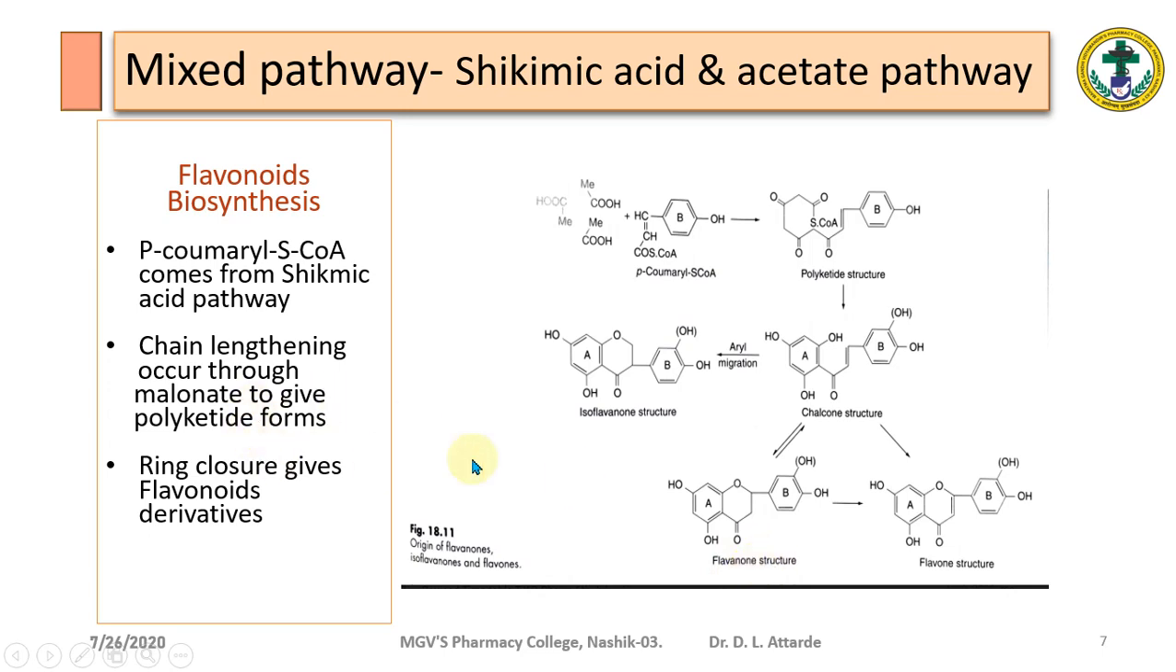So these are different varieties of flavonoids, or derivative forms, but the very initial formation is of the chalcone structure, which gives you different derivatives of flavonoids in its path. Therefore this pathway is a mixed pathway due to the involvement of other units from shikimic acid.